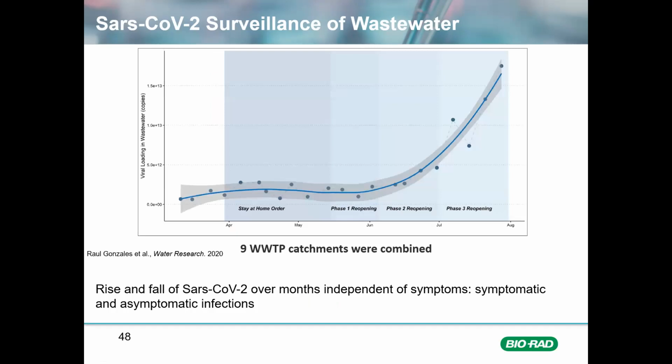Now, looking at a similar timeline going from March all the way to April, you can see that the viral load increases. They then enact a stay-at-home order, and the virus decreases. Then as you go from phase 1, phase 2, and phase 3 reopening, you see this exponential rise in viral load as more and more people are getting out and interacting.